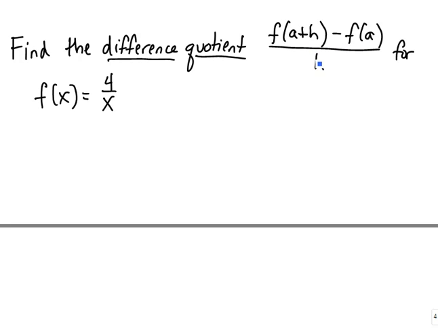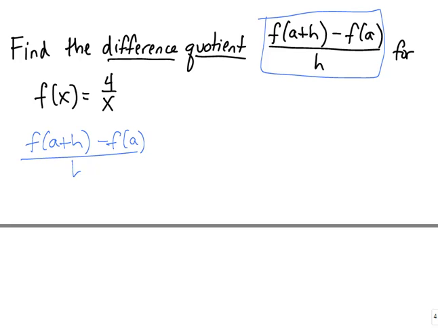And in this case, we're going to use the function 4 over x. So to evaluate our difference quotient, we're going to basically start with this as a formula. This is our formula for what a difference quotient is. Okay, so we just need to apply this to our particular function. So let's talk about how you figure out what f of a plus h is.